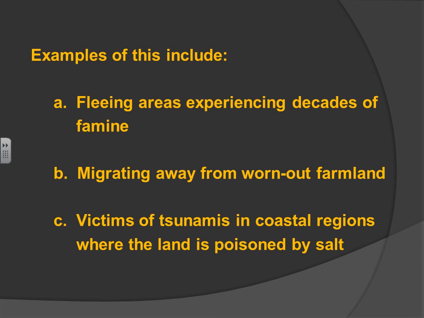C, victims of tsunamis in coastal regions where the land is poisoned by salt. Now, this actually happened after Hurricane Katrina down along the Gulf Coast. The storm surge that comes in from the hurricane is salt water, and it may come in inland several miles. Well, when it does, as the water recedes, some of that water soaks down into the soil, and it has salt in it, and it poisons the soil for an extended time after that. That salt in the soil causes it to be unproductive. They can't use it anymore. So people who need that land for farming can't use it anymore.